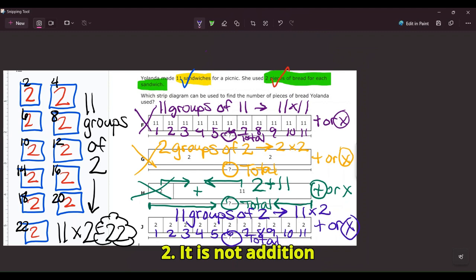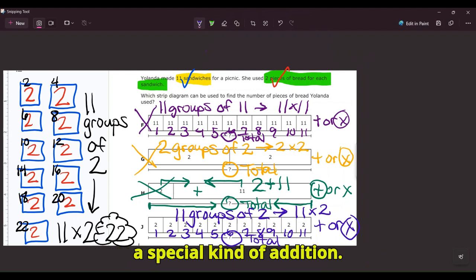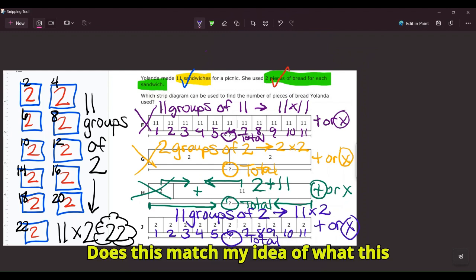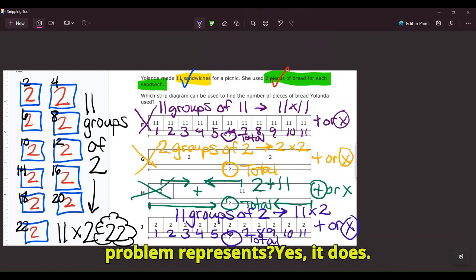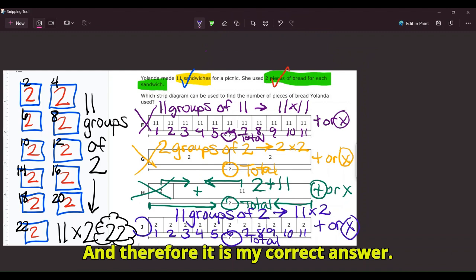It is not addition because my number is being repeated. It's a special kind of addition. Repeated addition is actually multiplication. Does this match my idea of what this problem represents? Yes, it does. And therefore, it is my correct answer.